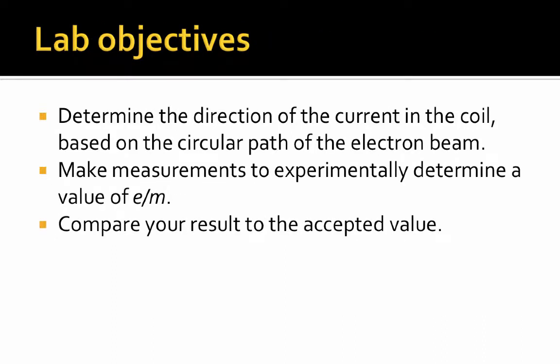The lab objectives, in other words, what you will accomplish by the end of the lab, are to determine the direction of the current in the coil based on the circular path of the electron beam, make measurements to experimentally determine a value of E over M, and compare your result to the accepted value of E over M.